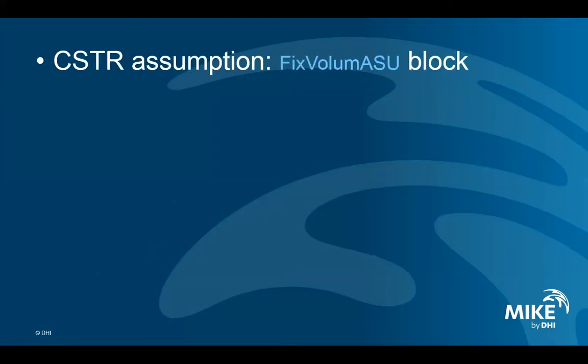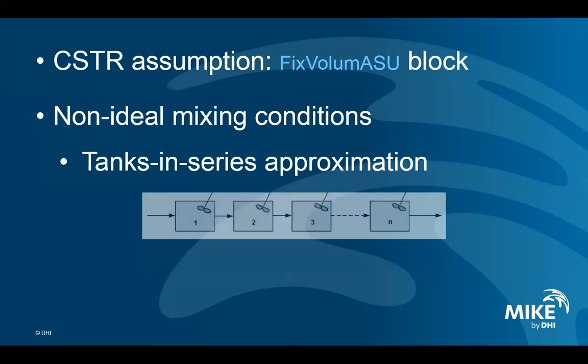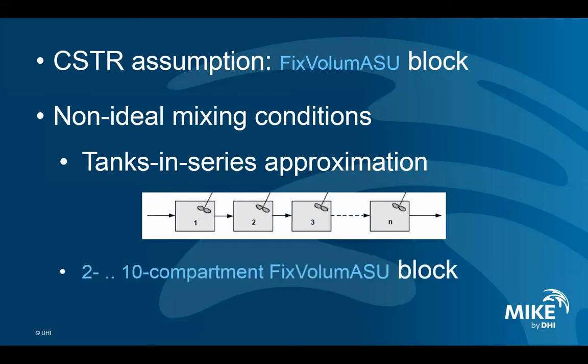Now, the starting point for our discussion here is that most process models assume ideal mixing in the tank, also termed CSTR, which is the case for the fixed volume ASU model in WEST, which describes the hydraulic behavior of an activated sludge tank with constant volume. If the real conditions are far from ideal, evidently the base CSTR model is not going to be appropriate. And this is the reason why WEST offers a set of alternative implementations from 2 up to 10 ideally mixed compartments for an activated sludge tank.